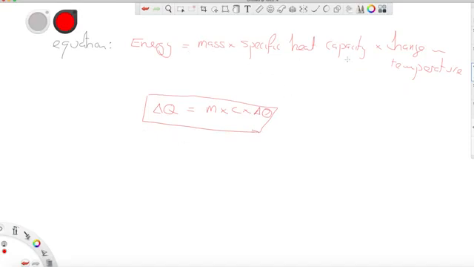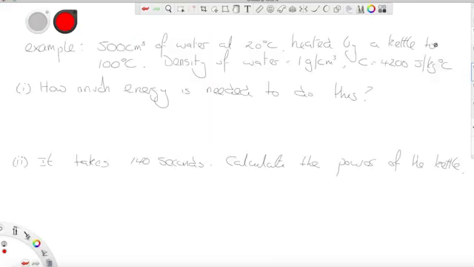So let's look then at an example. So here I have 500 centimeters cubed of water. Starts off at 20 degrees centigrade. Heated by a kettle to 100 degrees centigrade. I've told you the density of water is 1 gram per centimeter cubed, and the specific heat capacity of water is 4,200 joules per kilogram degrees C. How much energy is needed to do this?